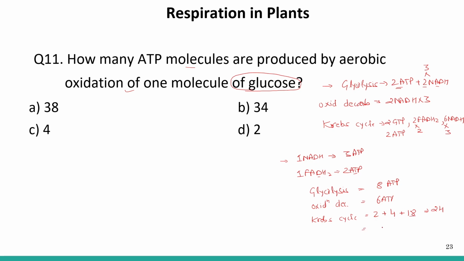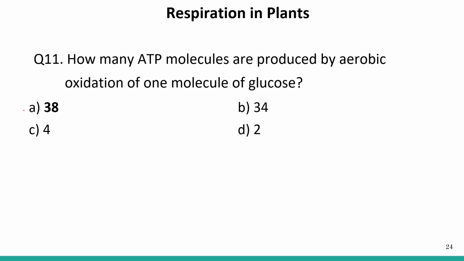Now, if we add all the ATPs, 8 plus 6 plus 24, what should be the answer? 8 plus 6 is 14, plus 24 is equal to 38. So 38 ATP are produced by one molecule of glucose.